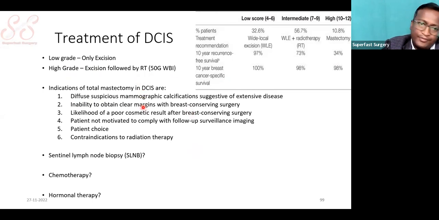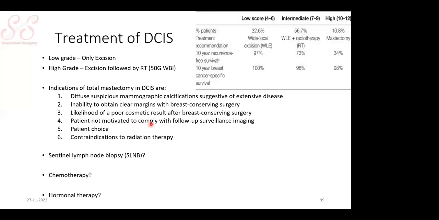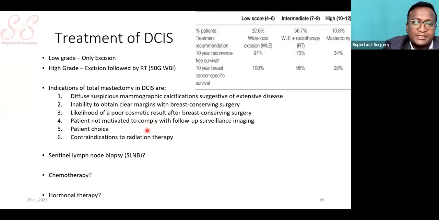Very nice indications. That is when we have diffuse suspicious mammographic calcification, where we cannot excise the tumor or microcalcification because of extensive disease. Of course, we will tend to do total mastectomy when a clear margin is not obtained with wide local excision, when there is poor cosmesis with wide local excision, and when the patient is not motivated to comply with surveillance imaging. So all these are indications for total mastectomy.